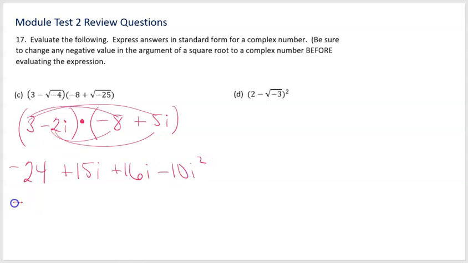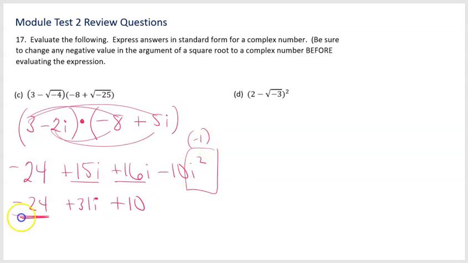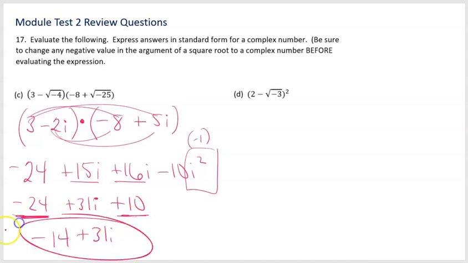Now combine like terms. 15i plus 16i is 31i. And then i squared is negative 1, so always replace i squared with a negative 1. Then negative 10 times negative 1 is plus 10. But we can keep going because we can add negative 24 and a positive 10 to get negative 14 plus 31i.